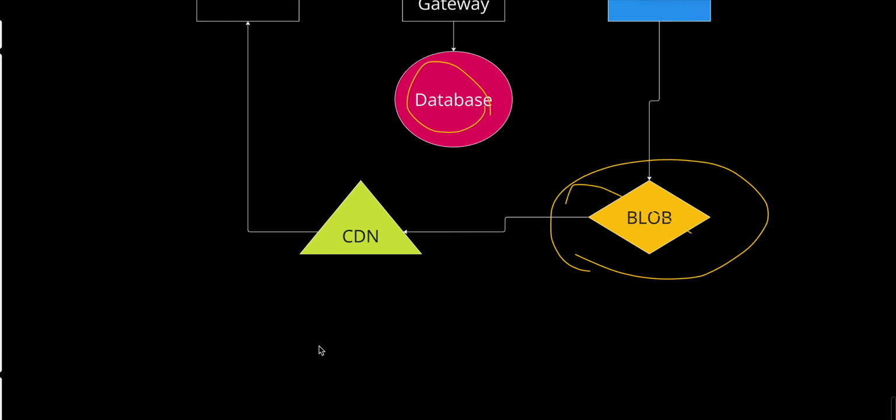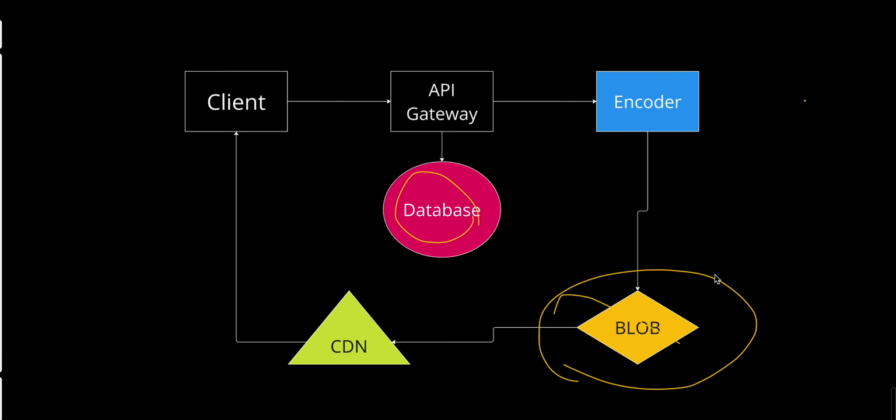This is a simple system design of YouTube. The client wants to upload a video. It will go through the API gateway. It will then go to the encoder, and the encoder will compress the video and store it in a blob storage.